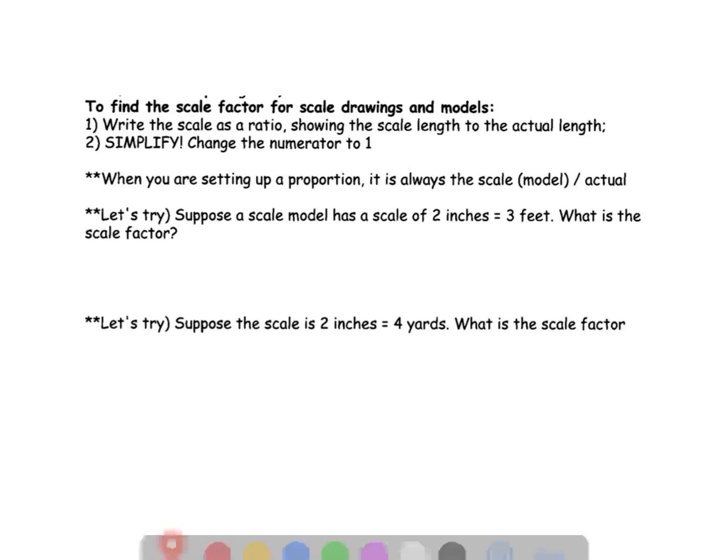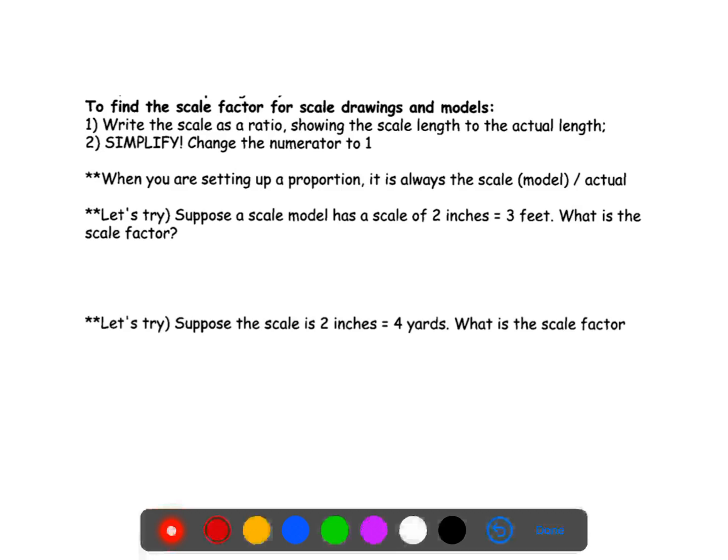A couple of things. We want to simplify our ratio, our scale factor, so that the numerator is 1, that top number in the ratio. And that's going to create something that you've probably heard of before, which is a unit rate. A couple other things to remember is when we're making that ratio, we want the scale or the model measurement before the actual measurement. And in this case, we'll write them one over the other. So the numerator, the top number is going to be the scale, the bottom is going to be the actual.